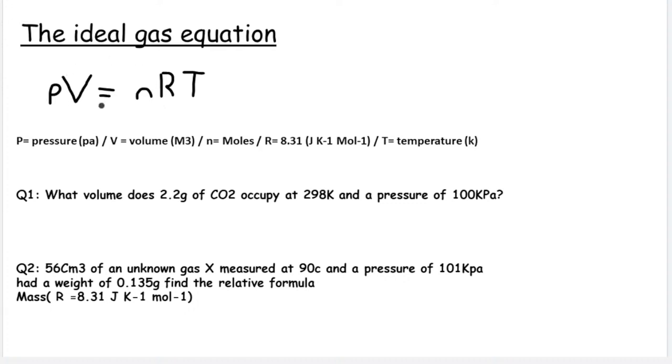P times V equals nRT. What do all of these mean? You won't have come across this before, though some of you may have. P stands for pressure, measured in Pa, pascals. V is volume. Here's a tricky bit: meters cubed for volume in this equation. n equals moles, which we've used a lot before, and R is the ideal gas constant, and it's 8.31. You just memorize that off by heart. Those are the units, and T is temperature, which is in Kelvin.